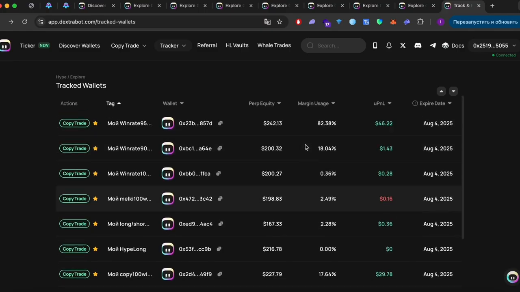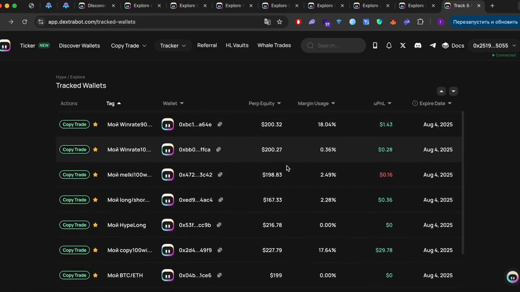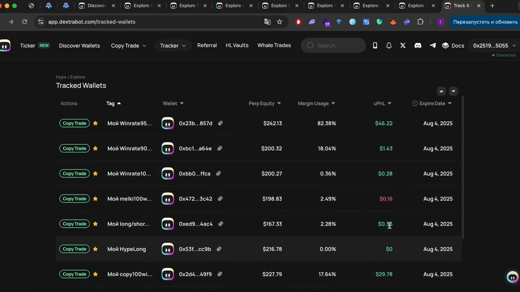So here, at any moment, I can see the deposit of each of my wallets, and in real time, I can see the unrealized P&L. Yes, that is, which position is currently in profit and which one is in loss. Overall, this is very convenient, so I recommend following the same method.